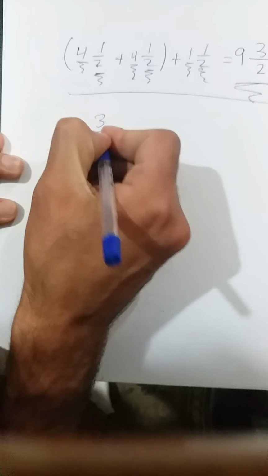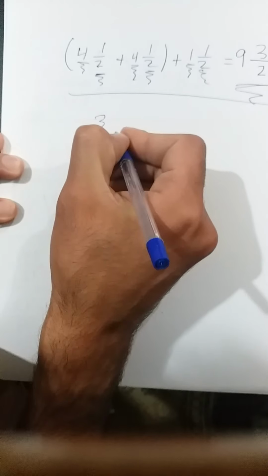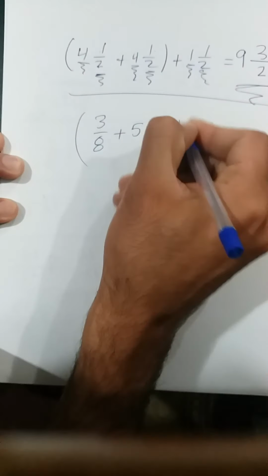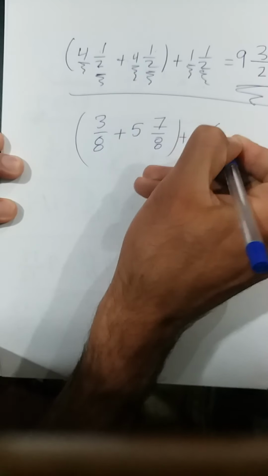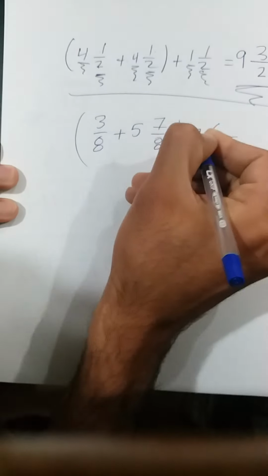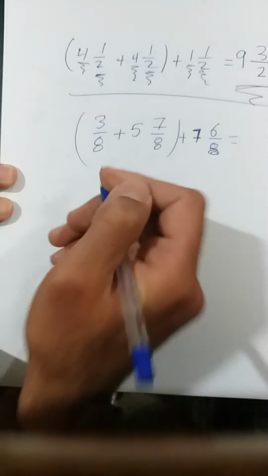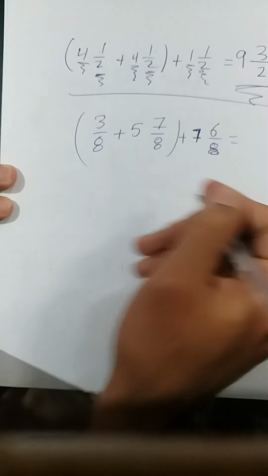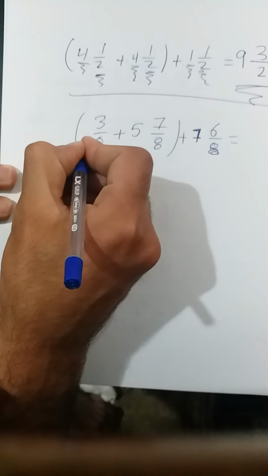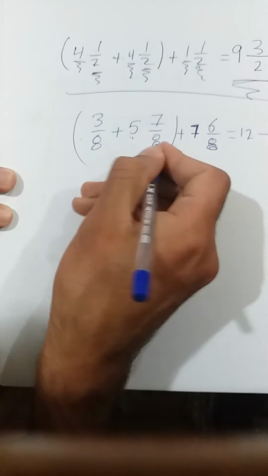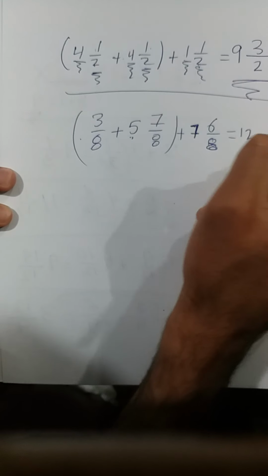Here, 3/8 plus 5 7/8 plus 7 6/8. How am I going to solve it? The same way, teacher. I'm going to add the whole numbers together, and the fractions together. Here I don't have any whole number, but here I have 5 plus 7, 12. Put the fraction. Here the denominator is 8. I'm going to put it as 8.